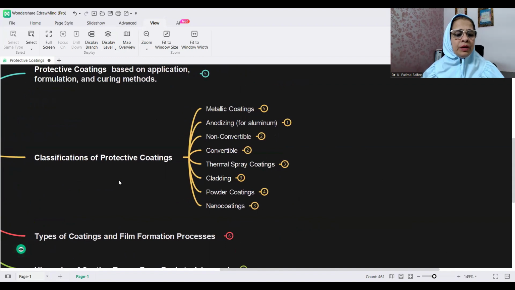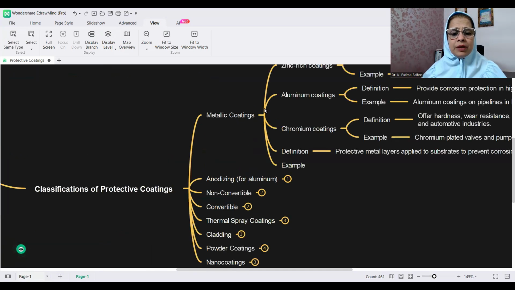Okay. Now in the classification, it can be a metallic coating, anodizing for aluminum, non-convertible, convertible, thermal spray coating, cladding, powder coating, and nano coating. Now some terms which we have used in a different way, we are now using in more deep explanation.